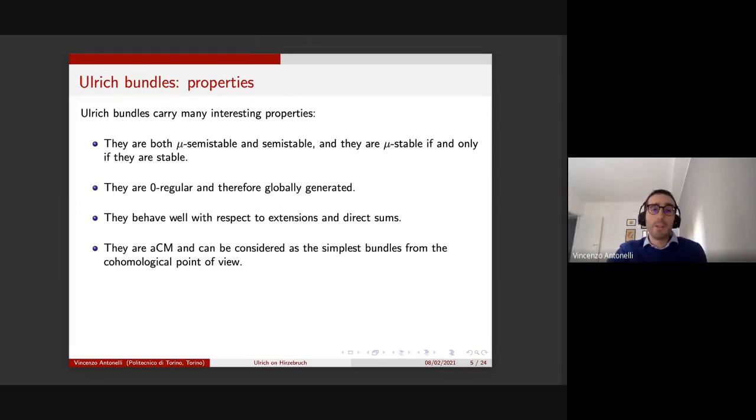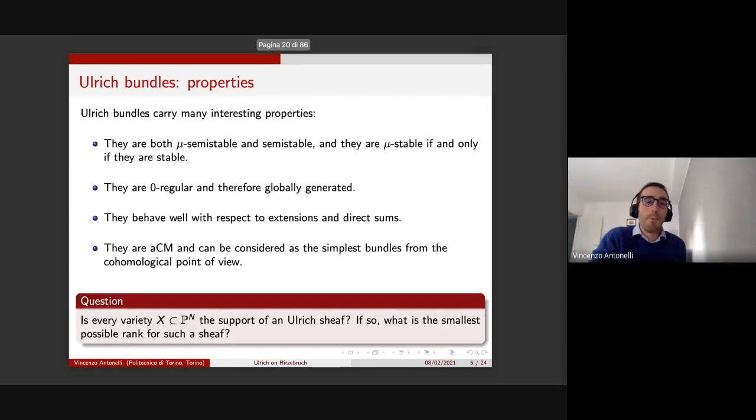And as I told you in the first slide, they're ACM. And in some sense, they can be considered as the simplest bundles from the cohomological point of view, as soon as we describe the cohomology table of Ulrich bundles on Hirzebruch surfaces, you'll get what I mean by this point. And in the same paper by Eisenbud and Schreyer, they raised two famous questions in this context. The question is: is every variety the support of an Ulrich sheaf? And if so, what is the smallest possible rank?